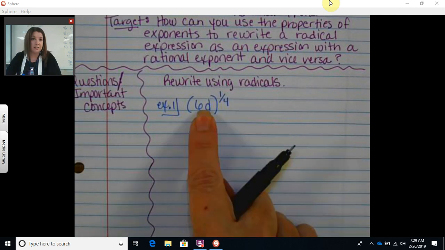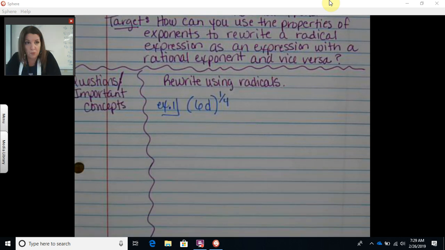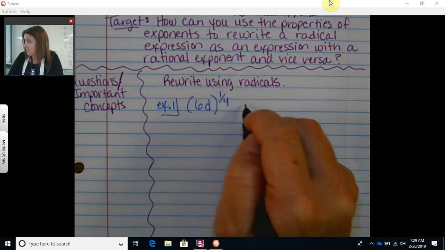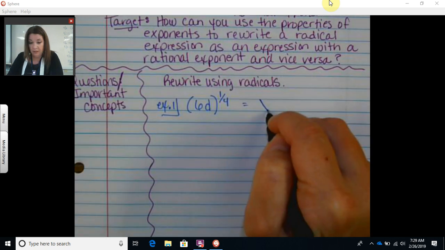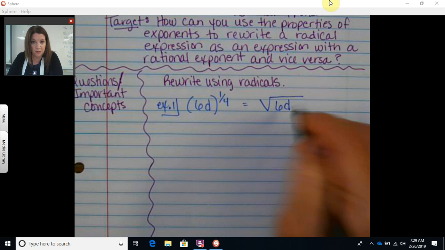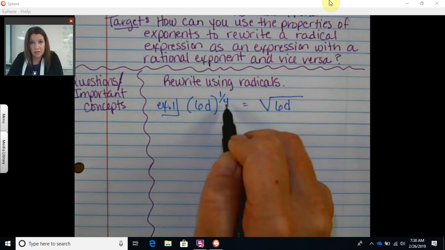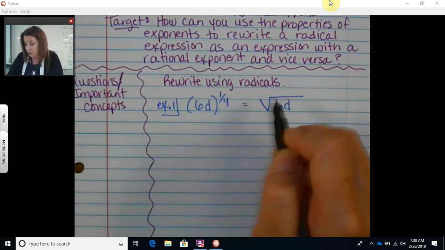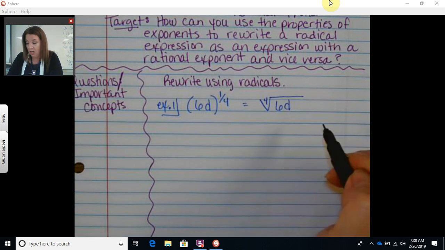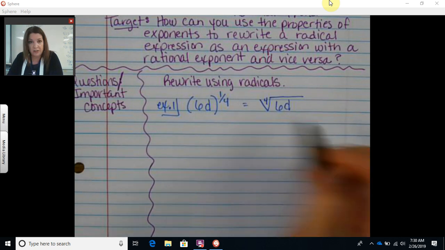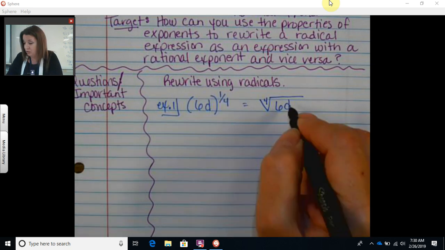So if I told you to simplify this, 6d raised to the 1/4 power, you might be thinking, well, what does it mean raised to the 1/4 power? So what you can do is convert it to a radical. The base inside the parentheses would be your radicand, that's what's under the radical. Whatever the denominator of the fraction is, that's your index or your root. Whatever the numerator is, that's the exponent of the radicand.